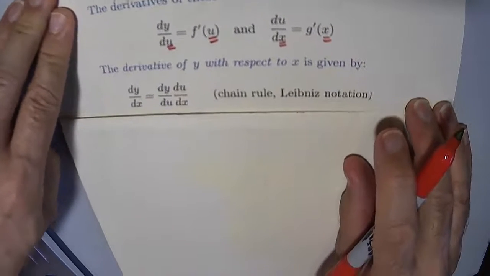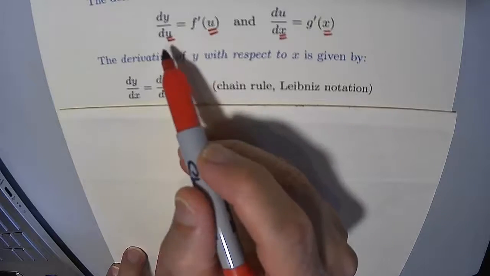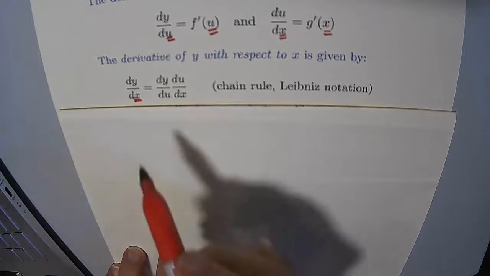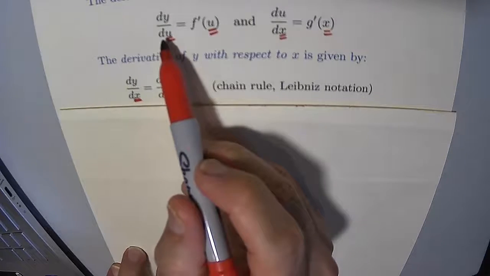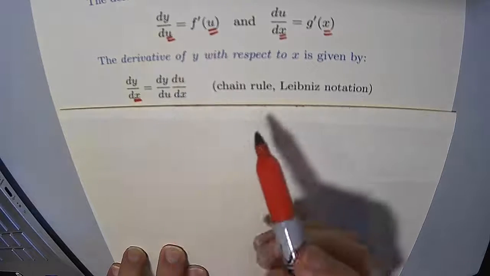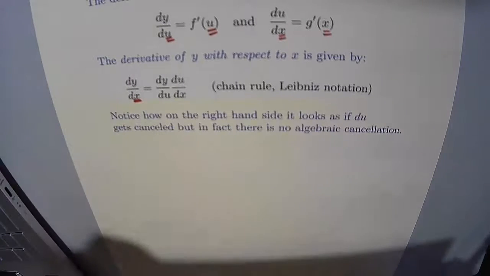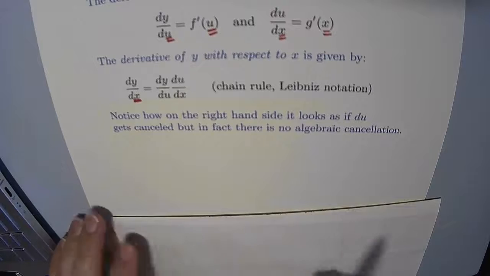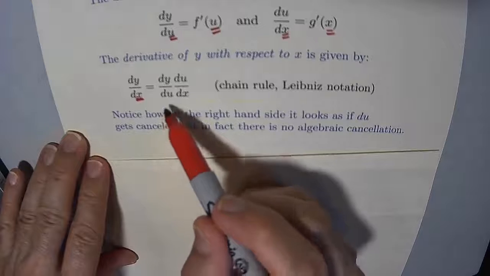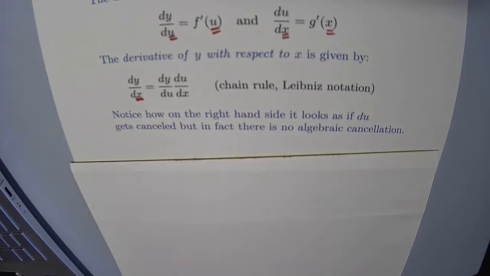And now the chain rule says that the derivative of y with respect to x is going to be the product of the derivative of y with respect to u, which is the derivative we had up here, times the derivative du dx. This is the chain rule in the Leibniz notation. It's a key feature of the chain rule that it looks as if we can cancel out the du's, but it's really just notation. There is no algebra involved here.